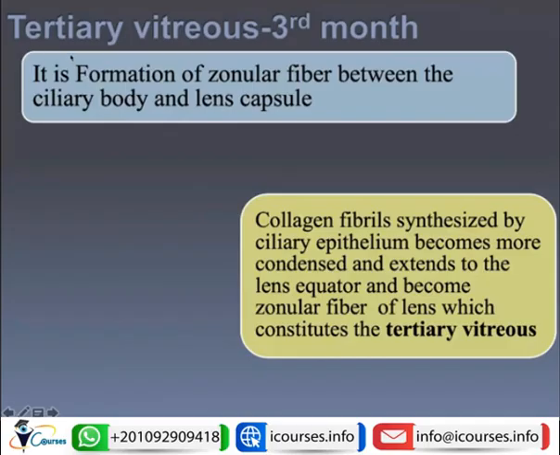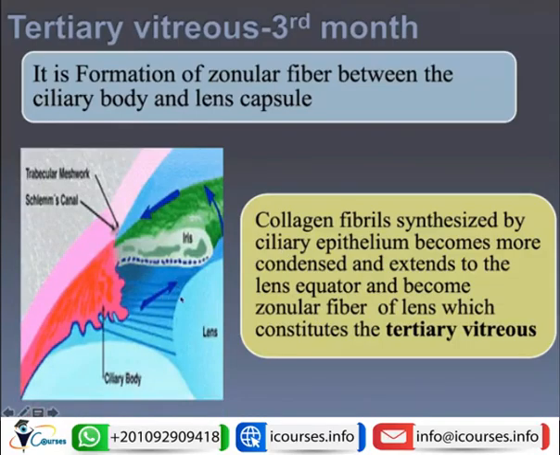So again, the tertiary vitreous will form the zonule or the lens zonule. Collagen fibrils synthesized by the ciliary epithelium will become more condensed here and extend to the lens equator, and that will make the tertiary vitreous. So to say it for the final time, the tertiary vitreous will be making the lens zonule, not participating in the vitreous body itself.